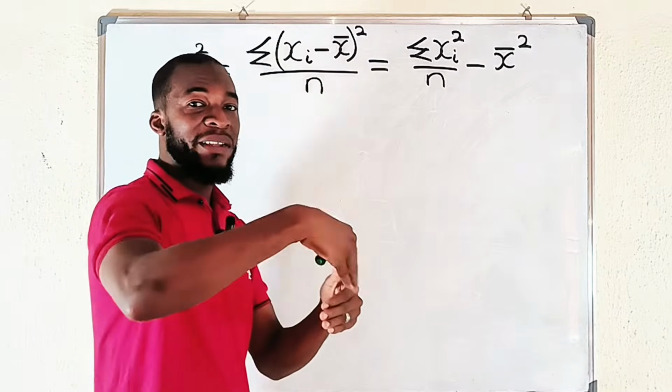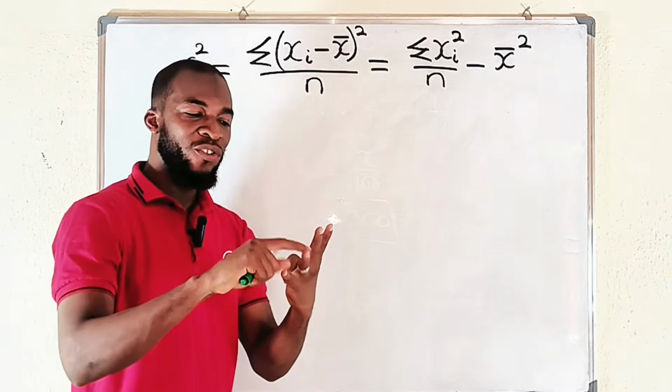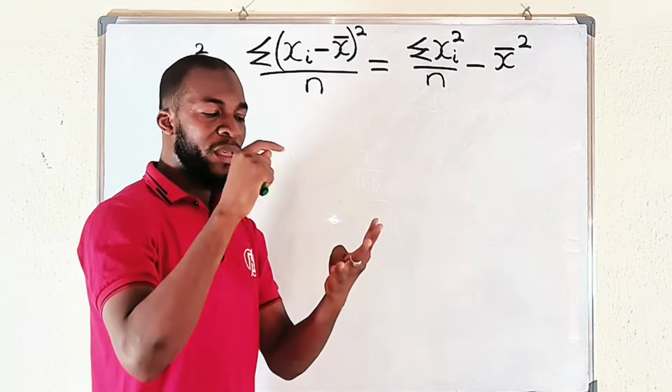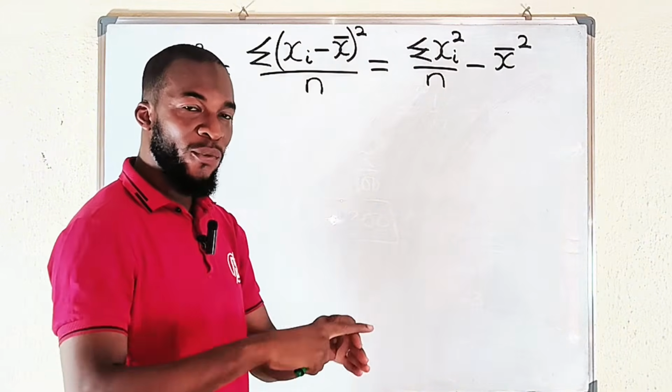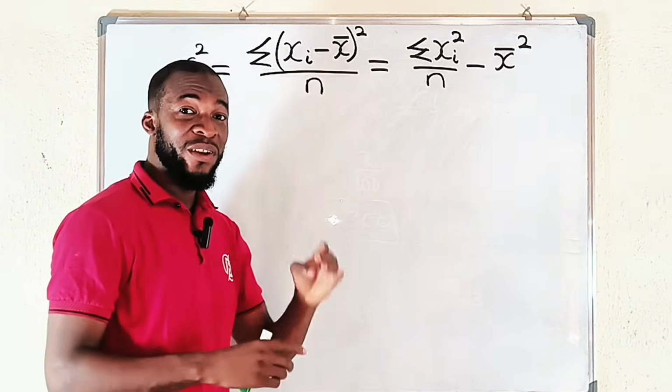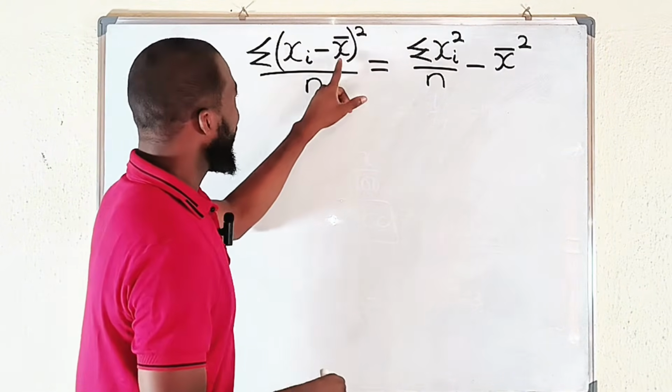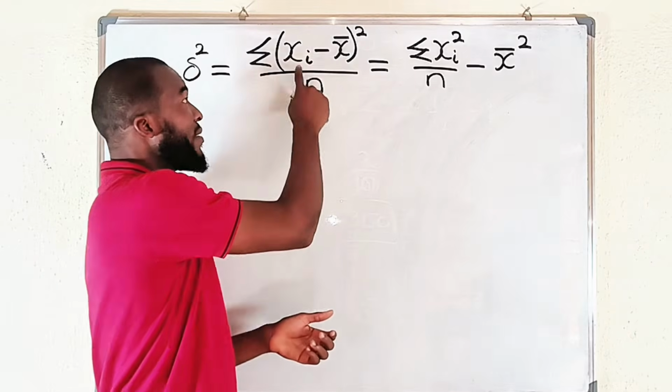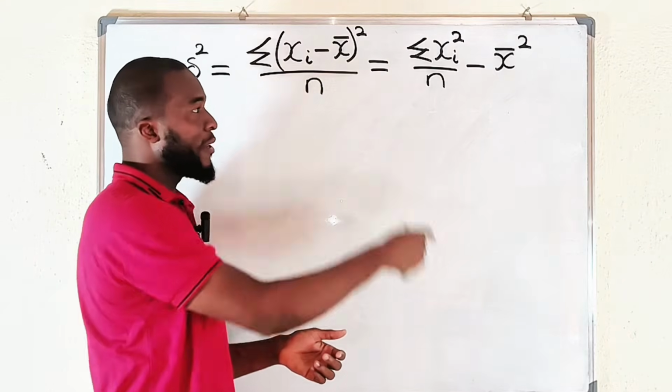Xi means the items given. For example, if you are given 1, 2, 3, 4 as your data, you have x1, x2, x3, x4. Altogether, in general, you have xi's. Then x bar is the mean. So this is a deviation from the mean.